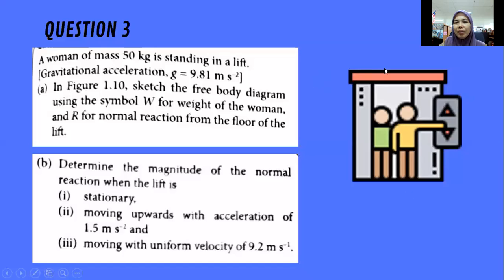Okay, question number 3. A woman of mass 50 kg is standing in a lift. Gravitational acceleration g is 9.81 meters per second squared. In figure 1.10, sketch the free body diagram using the symbol W for the weight of the woman and R for the normal reaction from the floor of the lift. Determine the magnitude of the normal reaction when the lift is stationary, moving upward with an acceleration of 1.5 meters per second squared, and moving with a uniform velocity of 9.2 meters per second.